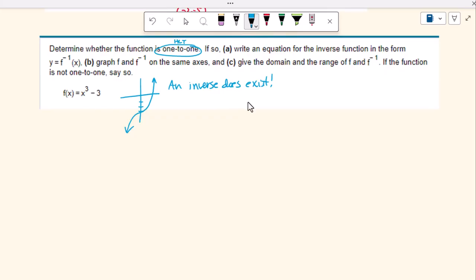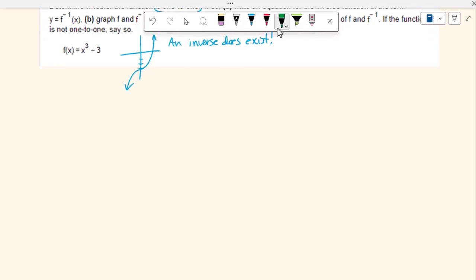So the next part of this would be to actually find the inverse. So we're going to follow our steps. So the first step is to replace f of x with y. And hopefully this looks pretty familiar, something that you've done in college algebra. Second step is we swap x and y. Third step is we solve for y.